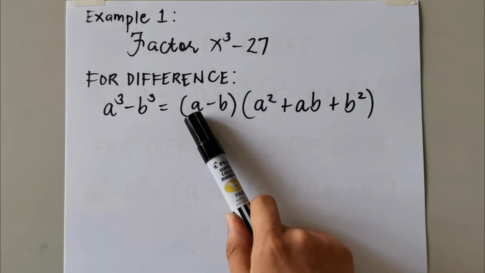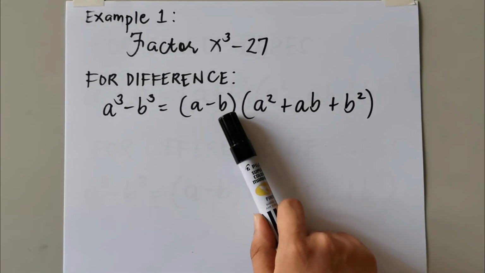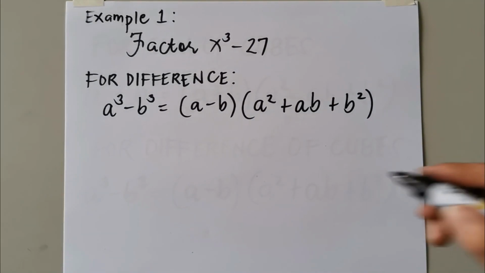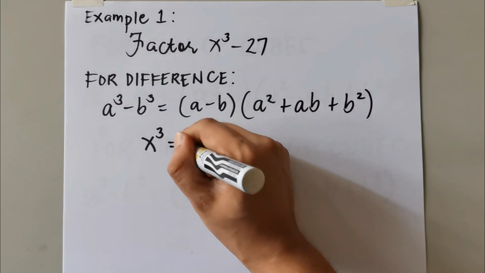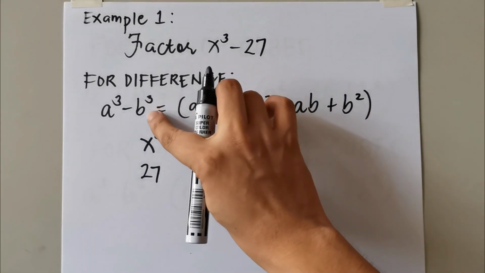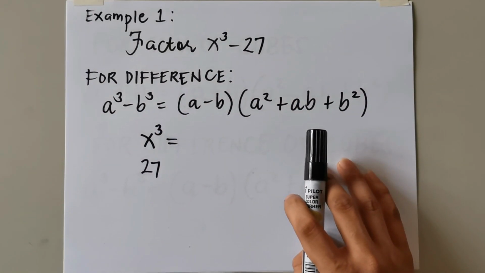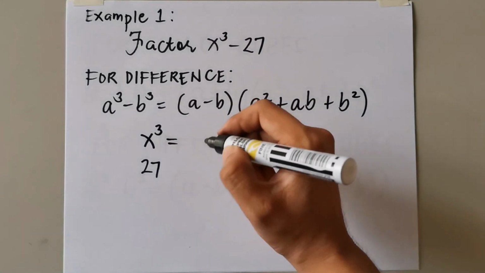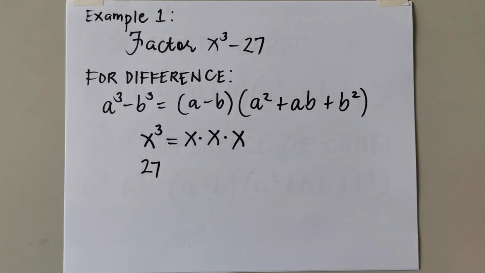If you do not know, this a is the cube root of a cubed, and this b is the cube root of b cubed. So again, we'll have to get the cube root of x cubed first, which represents a cubed, and then afterwards we'll get also the cube root of 27, which represents b cubed. So think of a factor that is when multiplied 3 times to itself will get x cubed. So definitely it's going to be x times x times x.